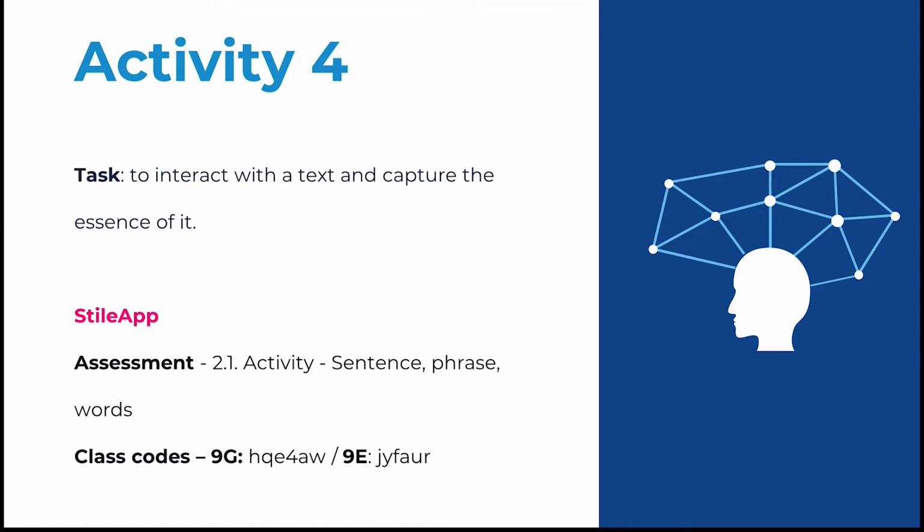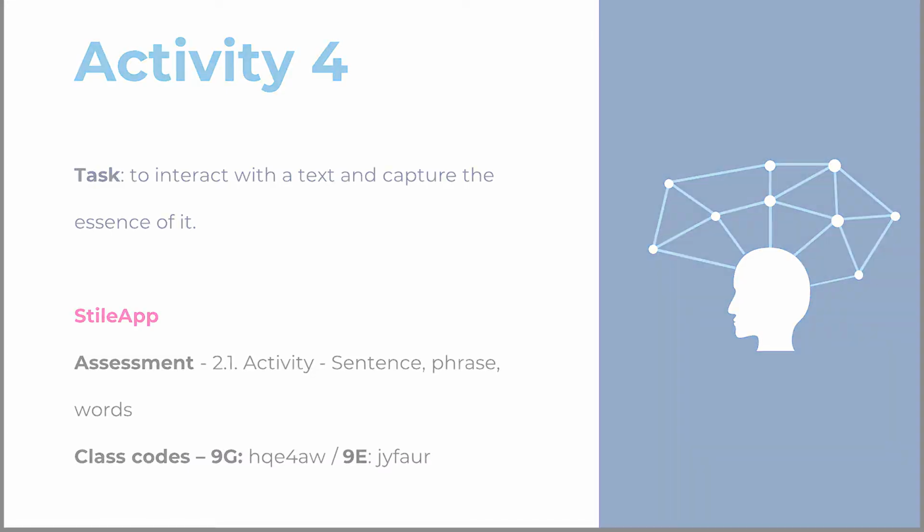And here we are for activity number 4. Your task is to interact with the text and capture the essence of it. So we have a Style Up activity available to you. It's called Assessment 2.1, Sentence, Phrase, Words. This is a very short lesson and also a very short activity. Class code is available on the screen. If you have any questions, please do not hesitate to send us a message.